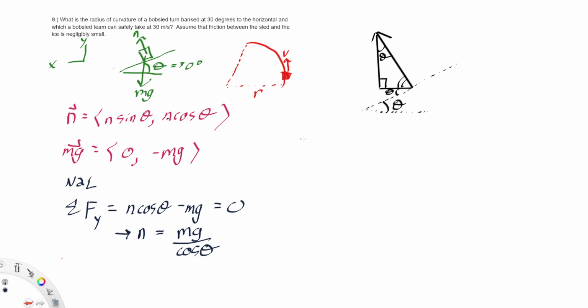If we look at the x direction next, sum of forces in the x direction is just N sine theta, but the sum of those forces, because we're on a circular piece of track, has to be mv squared over r.